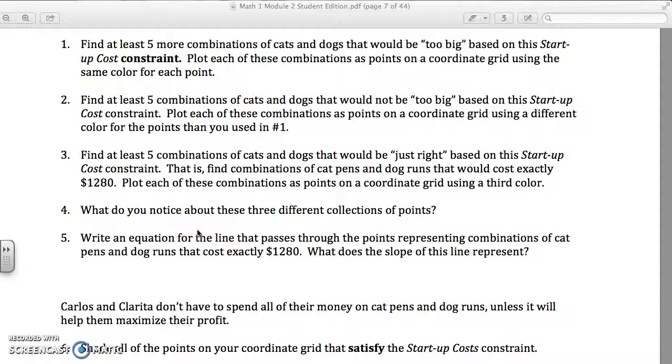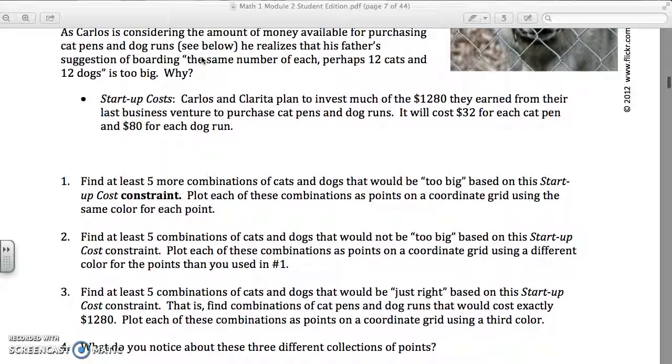It says find at least 5 more combinations of cats and dogs that would be too big based on the startup constraint. Okay, let's go back for a second. What they said was their dad's idea of 12 dogs and 12 cats is too big. If you check that, one of 2 things is going to happen. Either it's more than the $1,280 they spent, or 12 dogs and 12 cats are just going to take more room than they have. Okay.